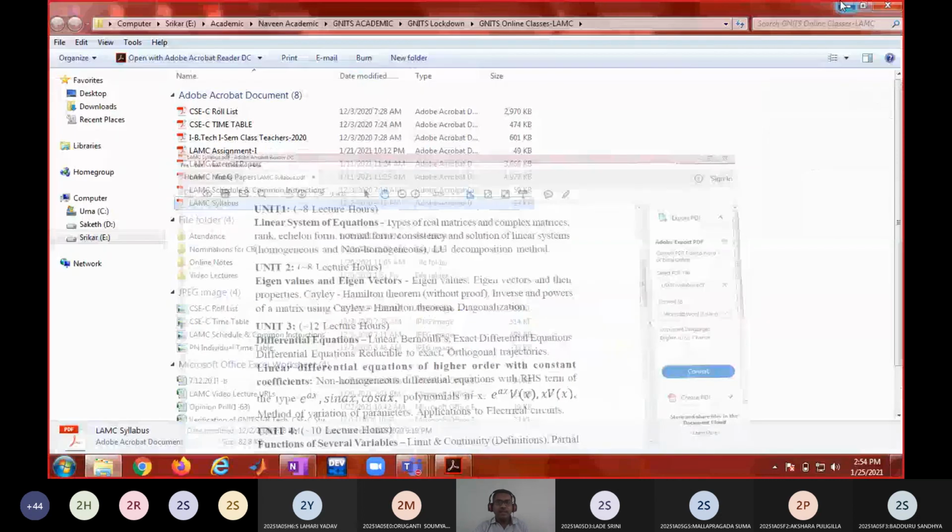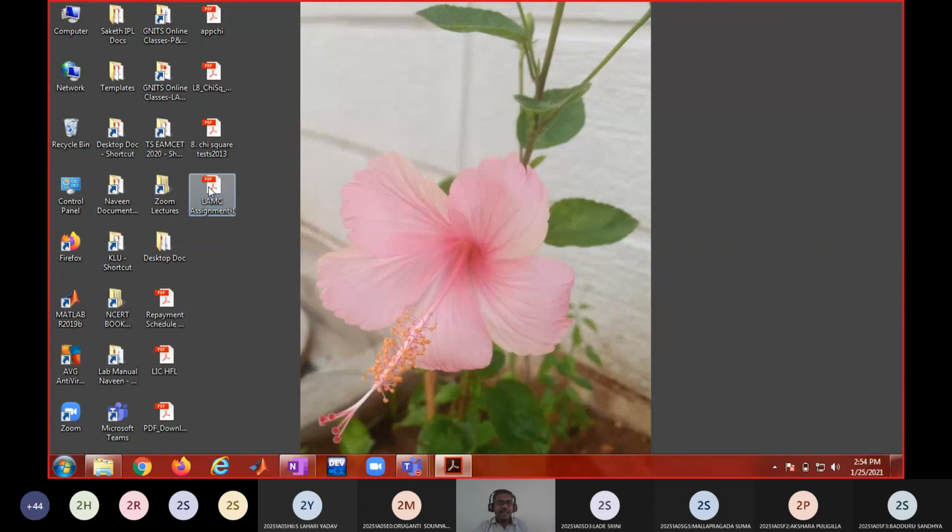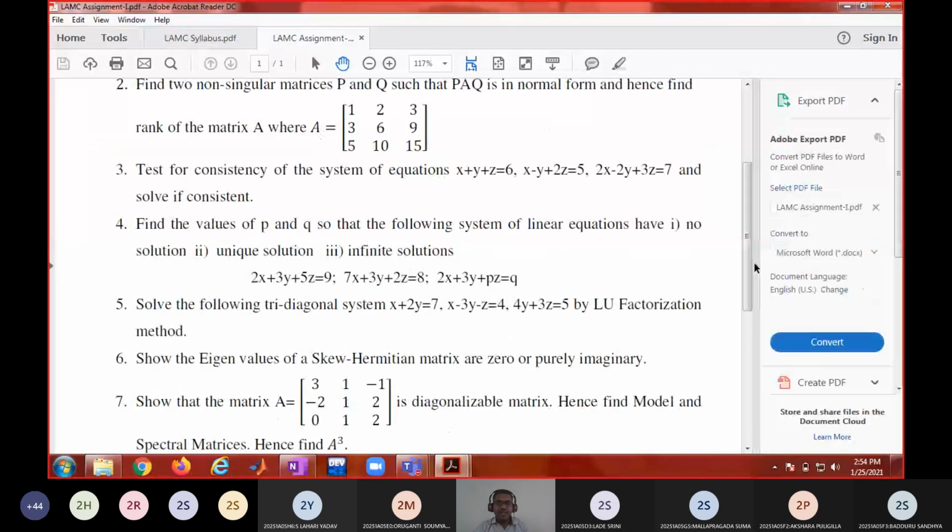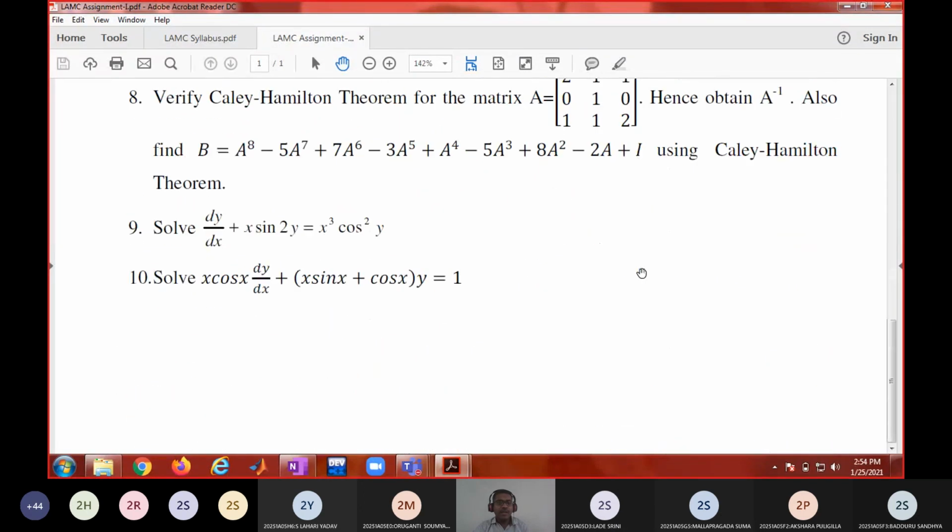Okay, and in the assignment there is a small correction. You see here in your shared document, it is written as COX. Actually, this is cos x. Please correct it. x cos x into dy by dx plus x sin x plus cos x into y equal to 1. Okay. Now you can see there are two differential equations given.